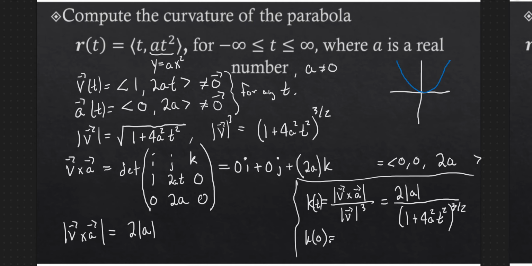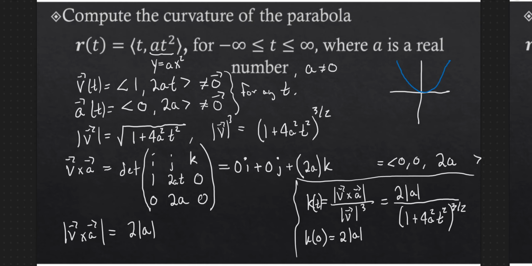But let's go ahead and compute the curvature first, and then we're going to look at this function for a bunch of different values of t. So k of 0, so put 0 in for t. I'll just get 1 on the bottom here. I'll just get 2a. So if I'm just looking at y equals x squared, my curvature at the vertex would be 2.